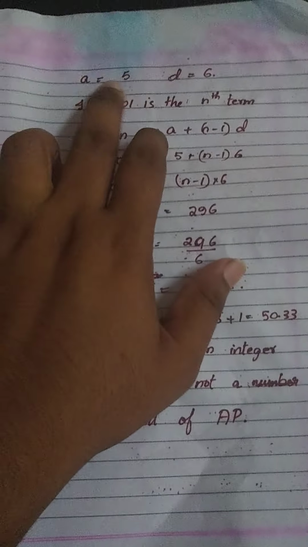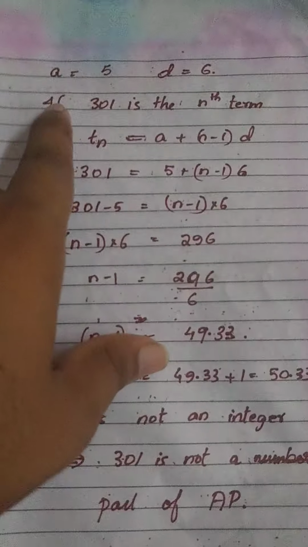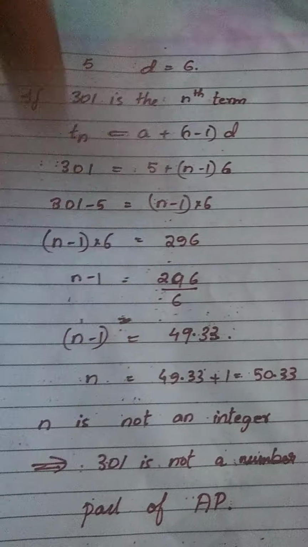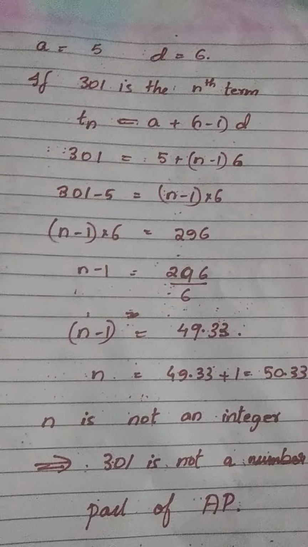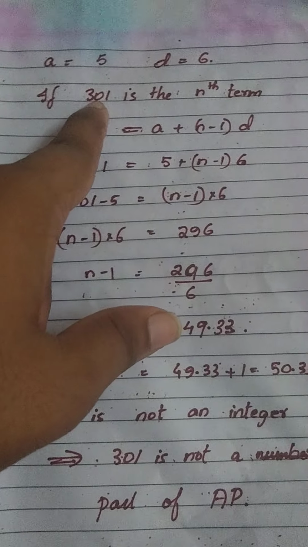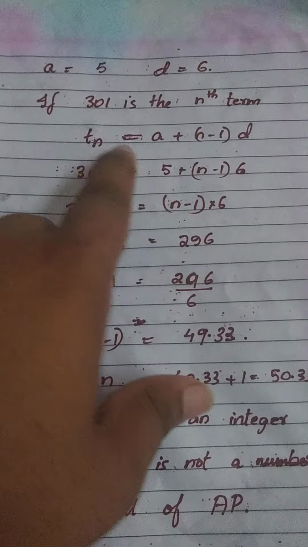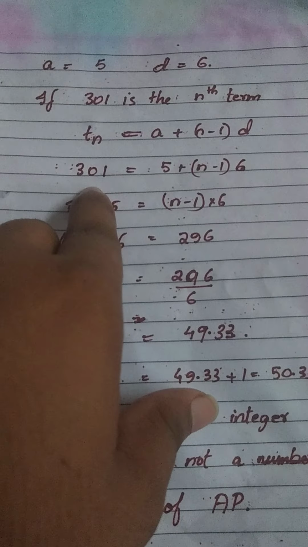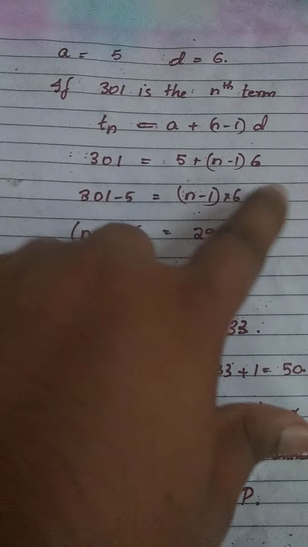Now you know that a is equal to 5. That is, from here we found that a is equal to 5 and d is equal to 6. Now we are going to imagine that 301 is the nth term, just like how we did in the last question. Last question we assumed that 560 is an nth term. अभी हम assume करेगा 301 is an nth term. Tn is equal to a plus (n minus 1)d. 301 is equal to 5 plus (n minus 1) into 6.